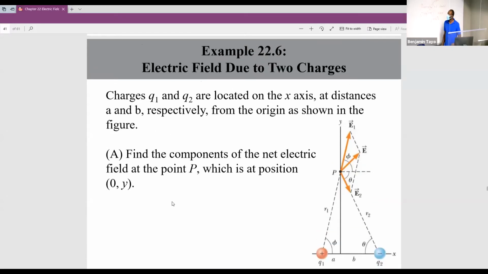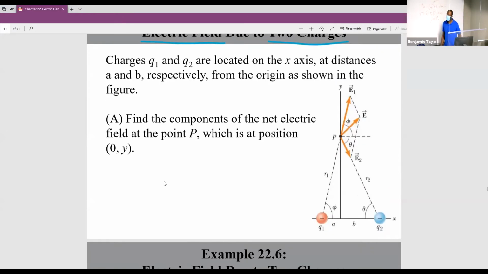All right. Now let's look at this problem right here. Now this is example number 22. I want to calculate the electric field with two charges. Now, if we look at this example very carefully, we have two charges, Q1 and Q2.